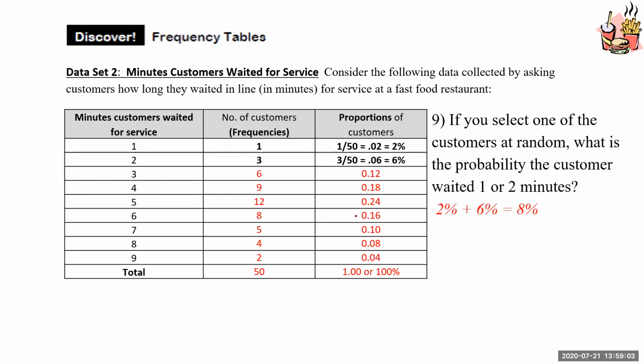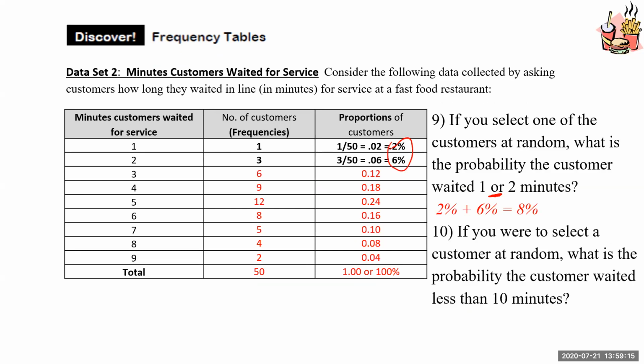Okay, so you put these proportions together, and this is a very good thing to note. Or in probability means you add, right? So you put these two together, and that gives you that. Now, if you were to select a customer at random, what is the probability the customer waited less than 10 minutes? Less than 10 minutes.